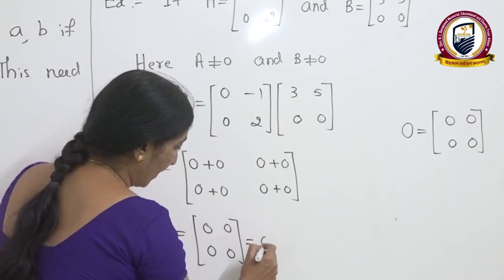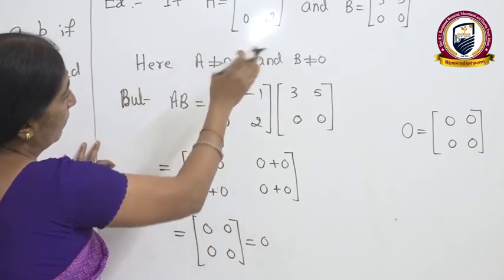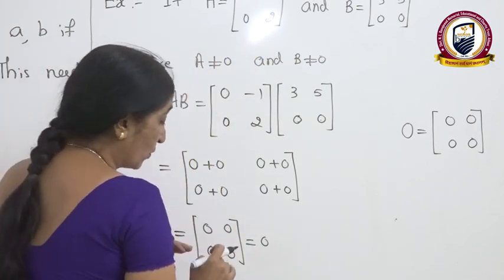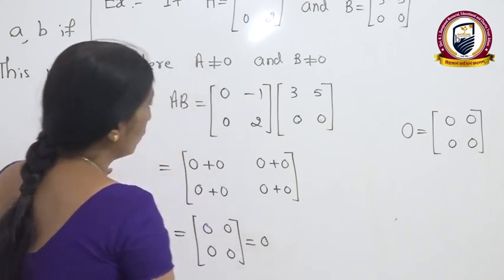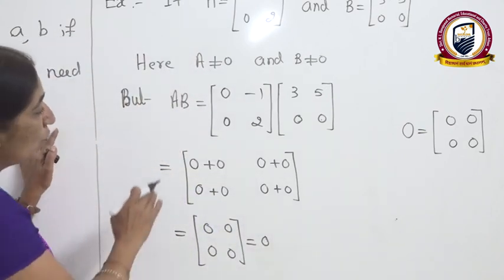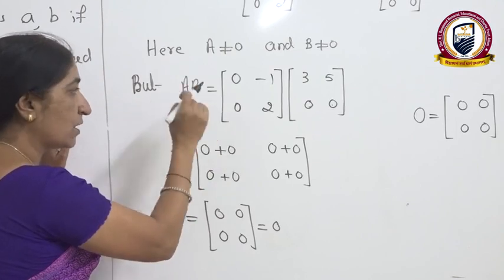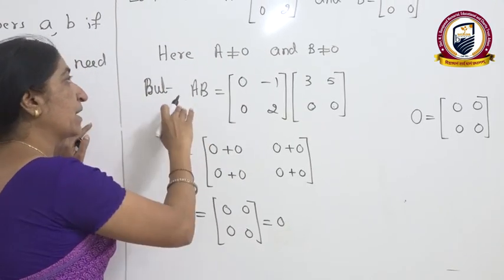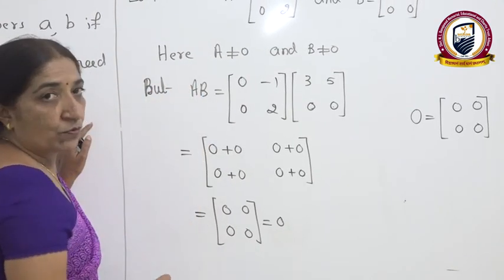But already you are familiar, out of these two, the matrices are not 0. That means what is the conclusion you got? If the product of two matrices is 0, then it is not necessary that either of the matrices will be 0.